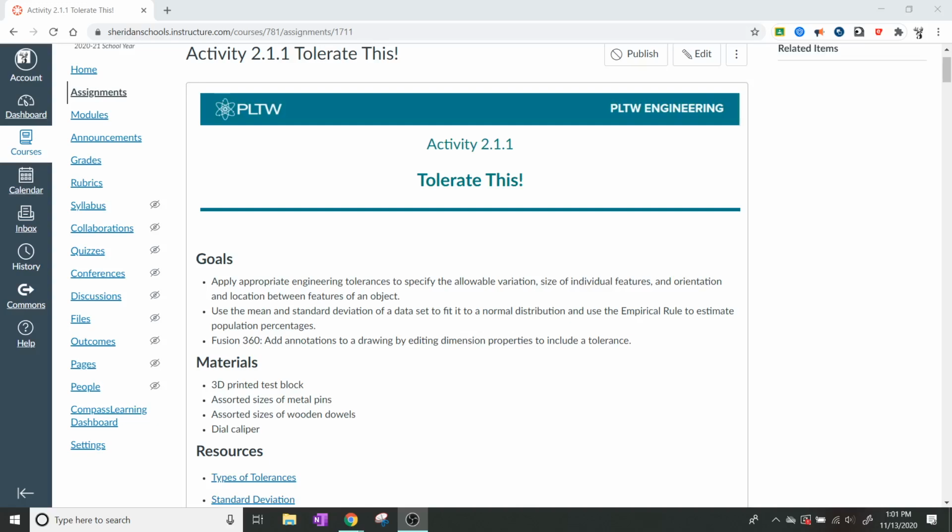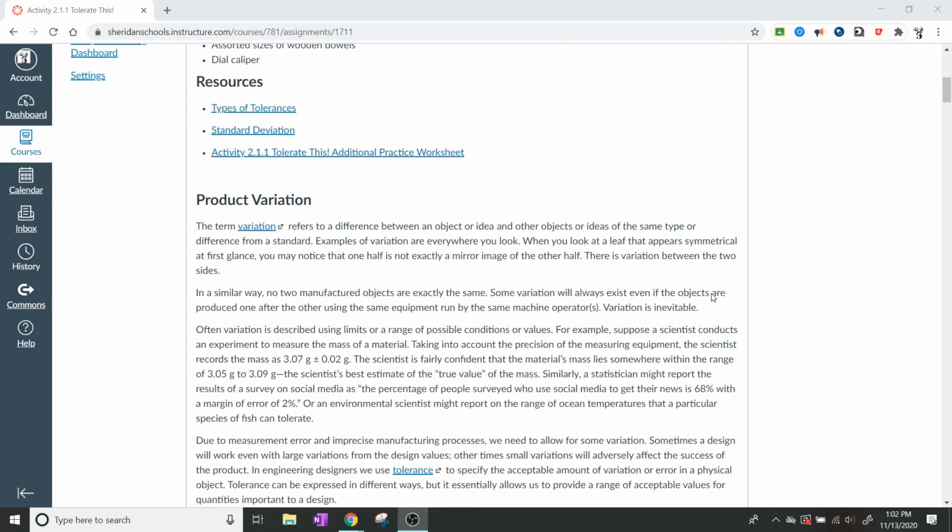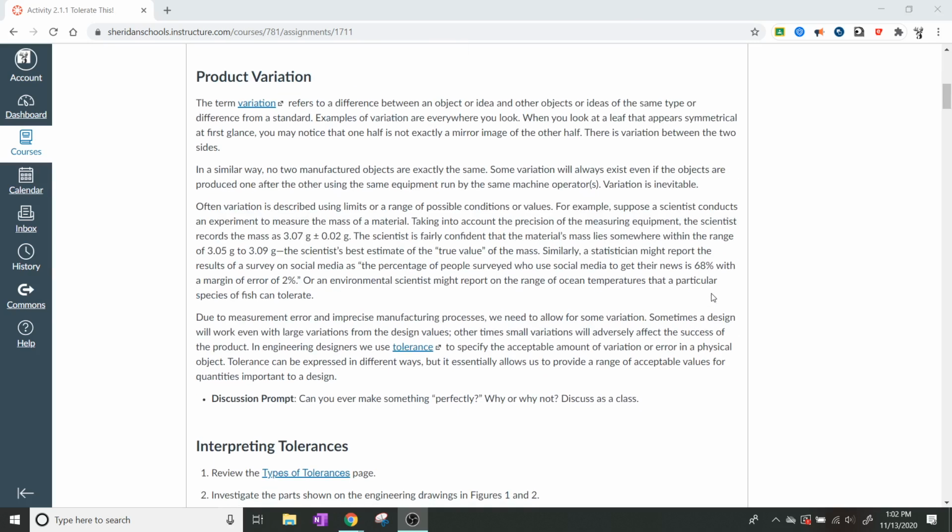Okay, IED, we're going to talk about activity 2.1.1, tolerate this. In this entire activity, they're talking about the concept and the idea of tolerances. What that has to deal with is that whenever you make something, if you had to make 10 or 50 or 300 of these parts, there's a really good chance that there's going to be some variation involved with that.